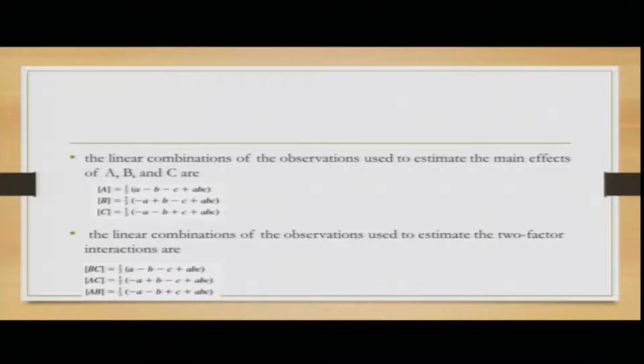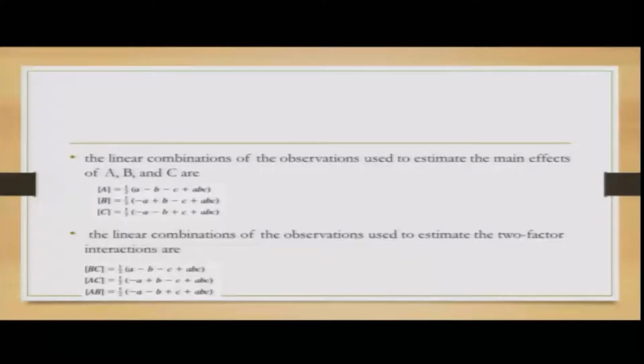Now, when I go to the linear combinations taken two at a time for ABC, for BC, because A is not there, the effect would be of B and C combined. It will be minus minus because we are considering them separately. So, obviously, it will be minus effect. A would be coming with a plus and ABC would be coming in a plus. So, if you go to AC, it will be minus A plus B minus C plus ABC. If I go to AB, it will be minus A minus B plus C plus ABC.